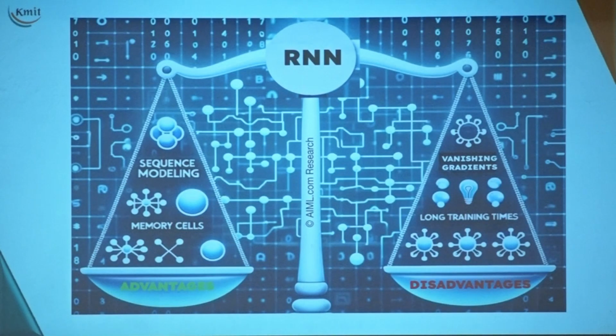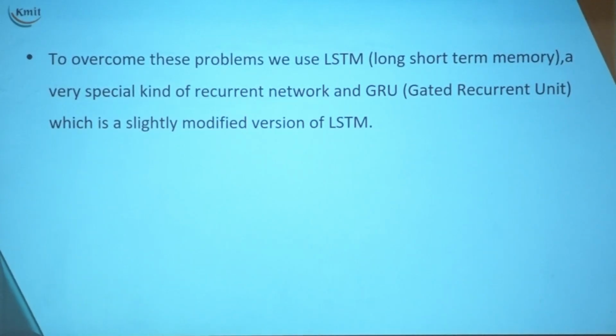So what are the advantages of RNN? Sequential modeling is done and memory elements are there in RNN. But what are the drawbacks of RNN? Vanishing gradient and long training times. Why are the training times long? More hidden layers, obviously more training time. To overcome these problems we have LSTM, long short-term memory, and gated recurrent units. GRU we won't study, only LSTM we will study.